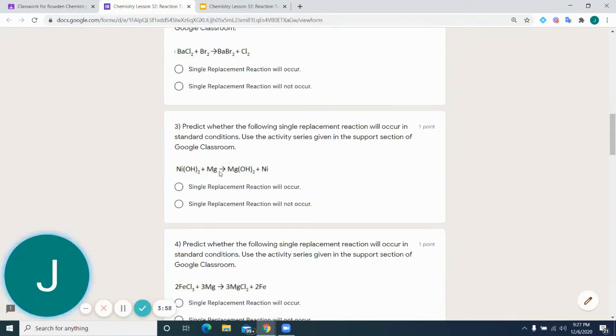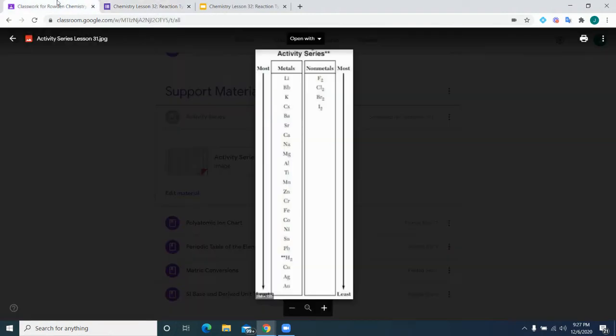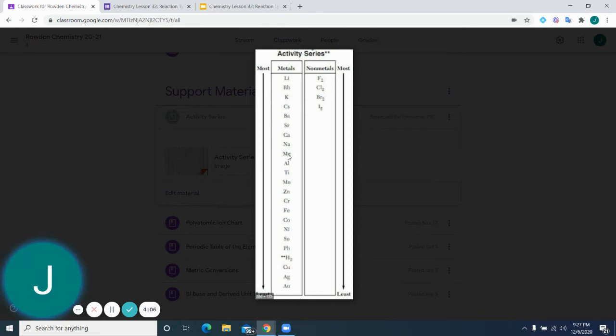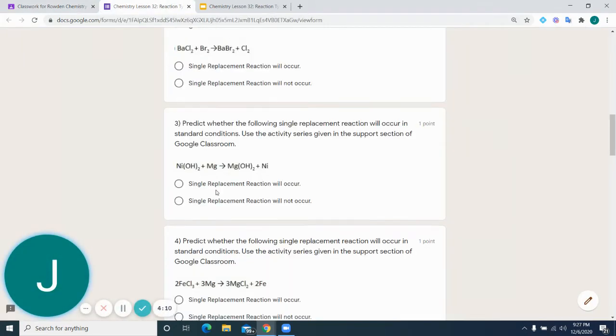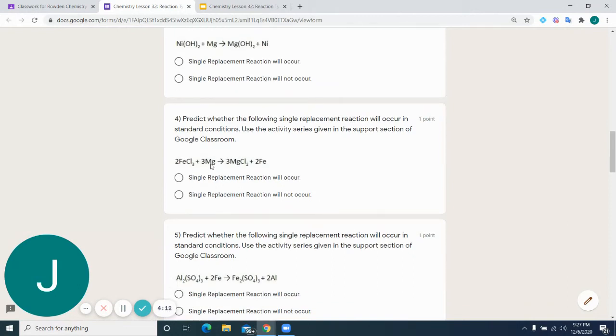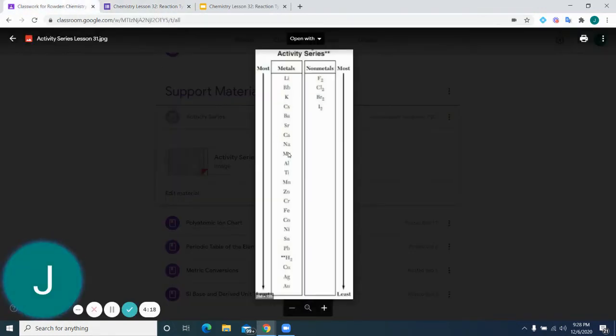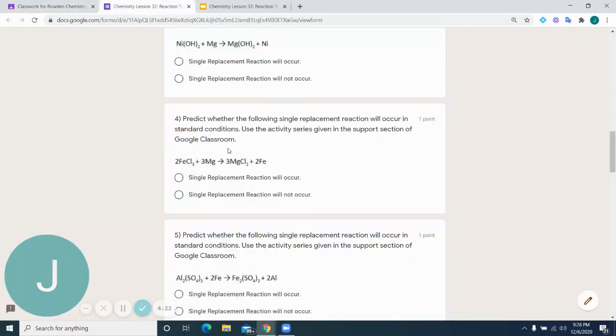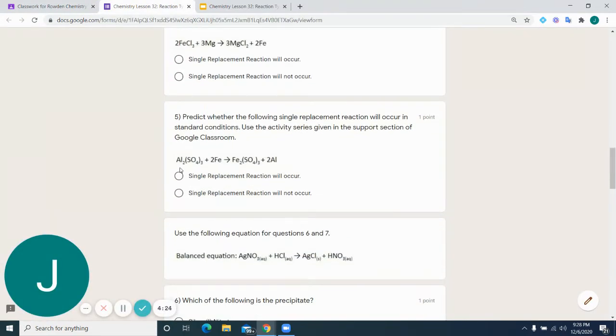Next up, magnesium, and then you see nickel is alone. Does magnesium beat nickel? Mg is right here, and Ni is down here. Yes, magnesium beats nickel, so yes, it can happen. Okay, Mg is alone, Fe is alone. Does magnesium beat iron? Okay, we saw magnesium right here. Iron, Fe, is below it. Yes, magnesium beats iron.